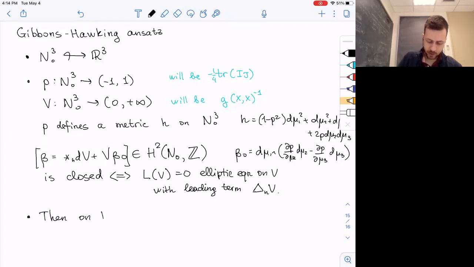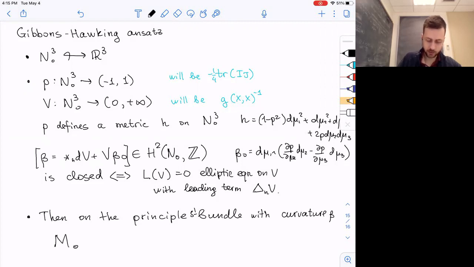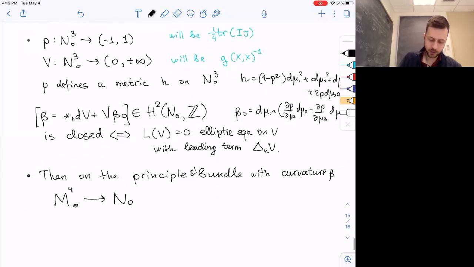Then on the principal S1 bundle with curvature beta, let me denote this bundle by M0. It's a bundle over N0. This is something four-dimensional. This is something three-dimensional. There is a GK structure.